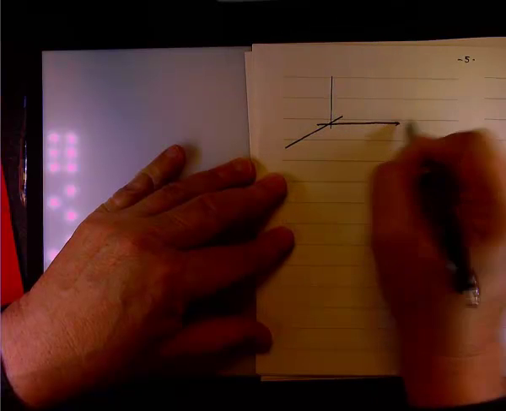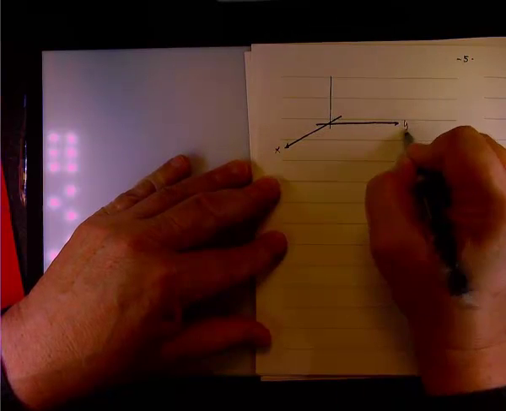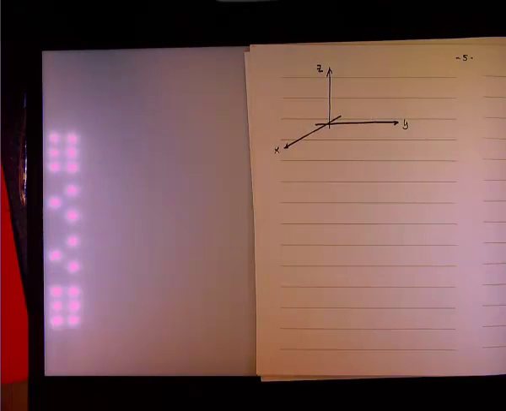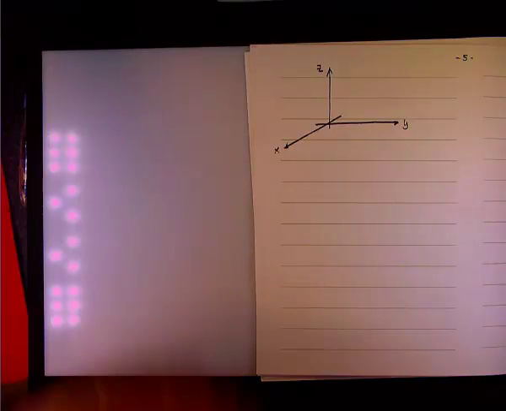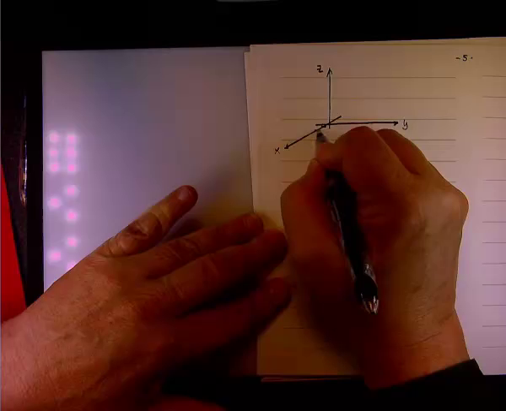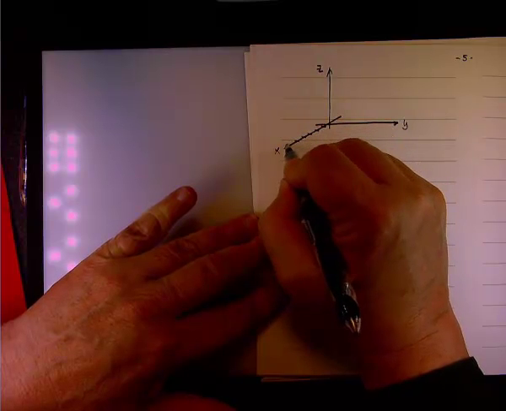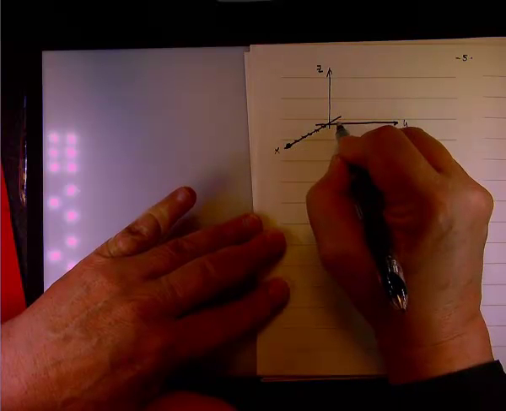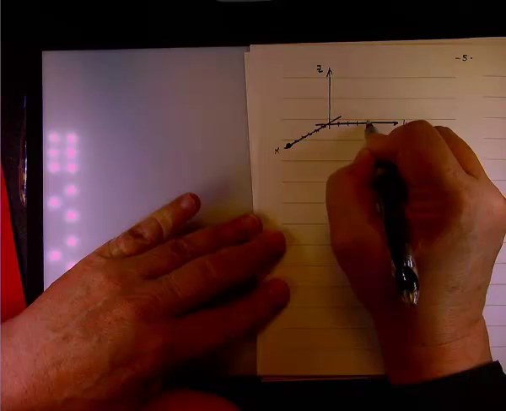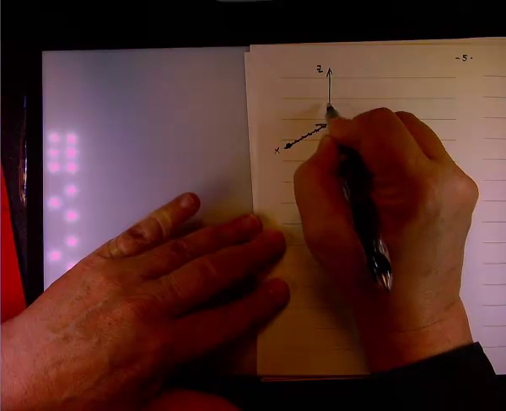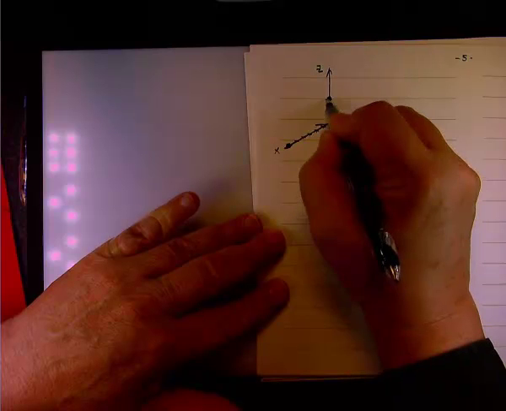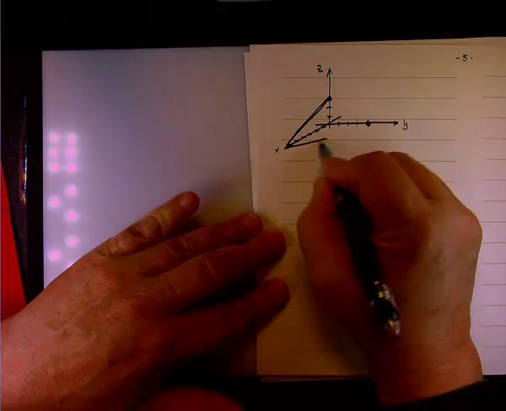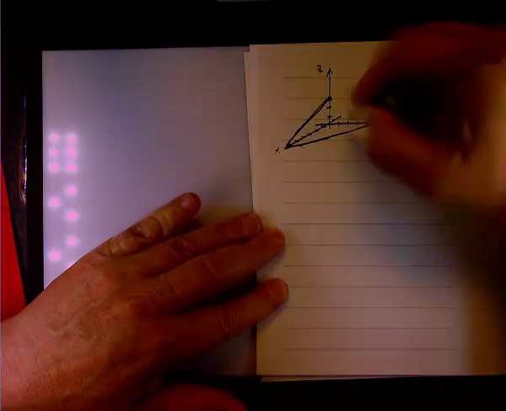Okay, so the next page, let's draw a coordinate system in x, y, and z. And on this coordinate system, I'm going to start drawing the intercepts. So the x-intercept is x equals 6. 1, 2, 3, 4, 5, 6. So it's right here. The y-intercept is y equals 4. And the z-intercept is z equals 3.